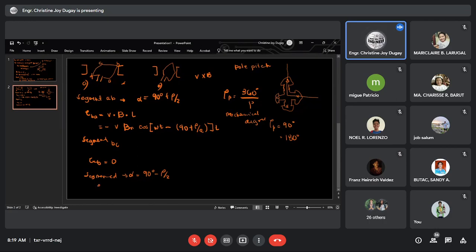Substituting to E, CB is equal to VBL. So V multiplied by Bm cosine, since it is still outward, that is negative cosine of omega t less 90 degrees less rho over 2. That is what happens here. Then multiply it by L.